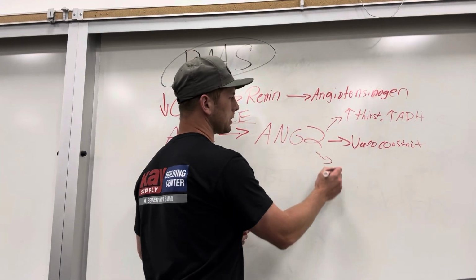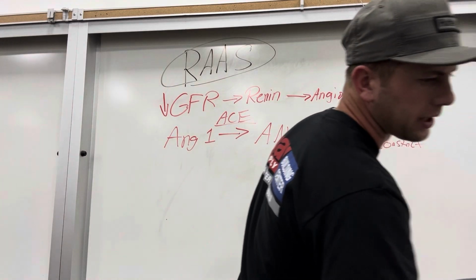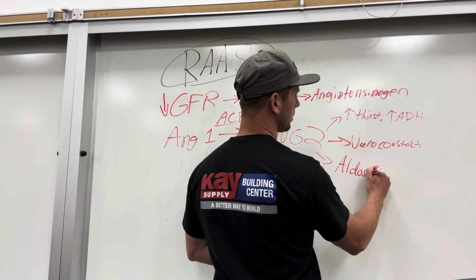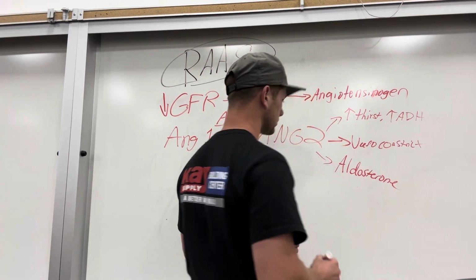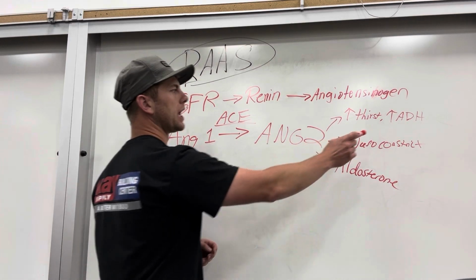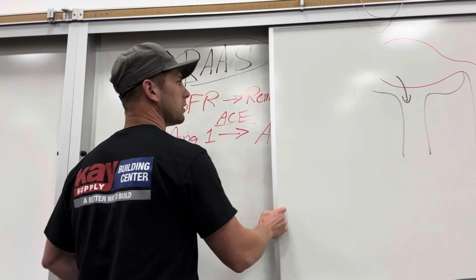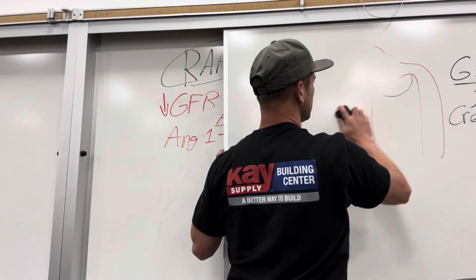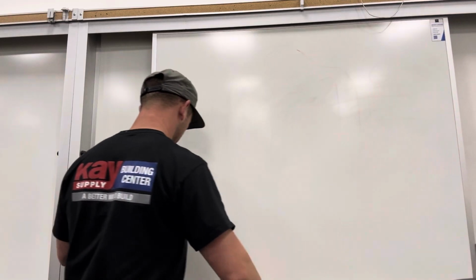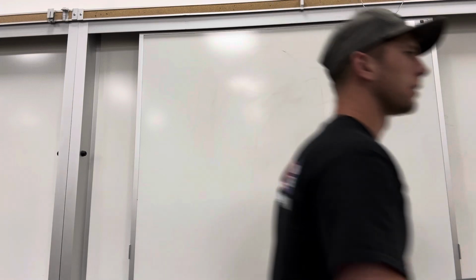And then it also releases aldosterone. Let me make sure I have that right. Yeah, it'll go to the adrenal gland and release aldosterone. Okay, and so we're going to talk about ADH and aldosterone the most. Let's slide this over. So if we have a cell, black marker, there we go.